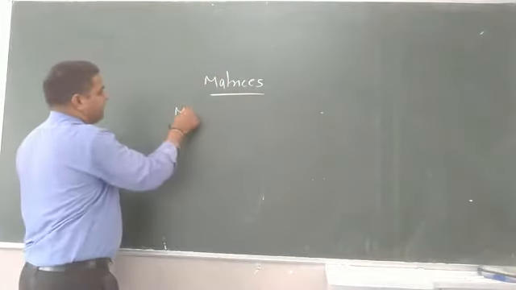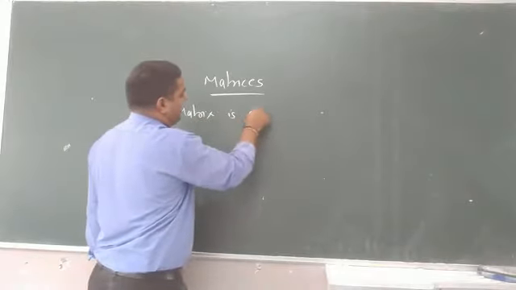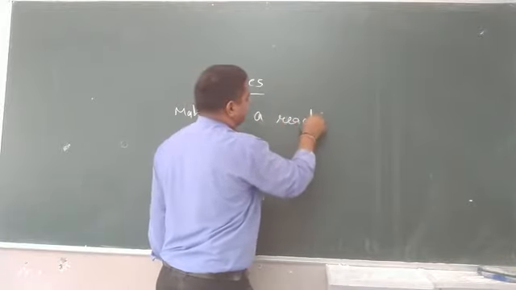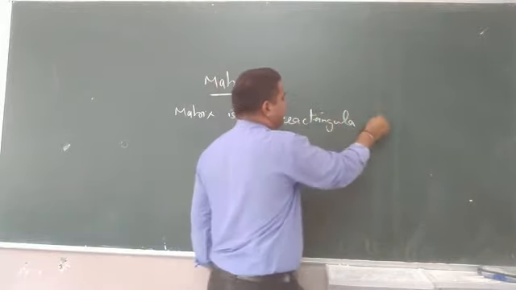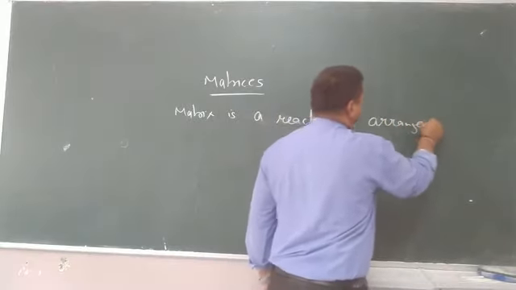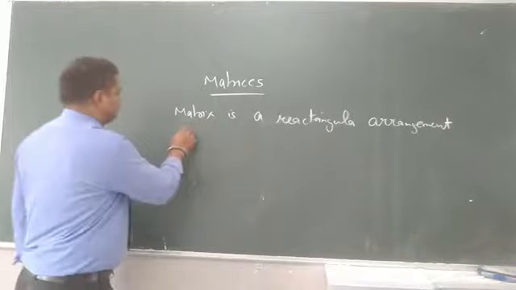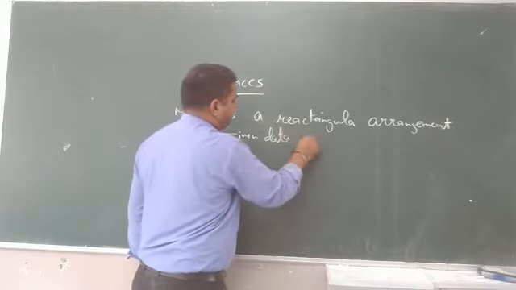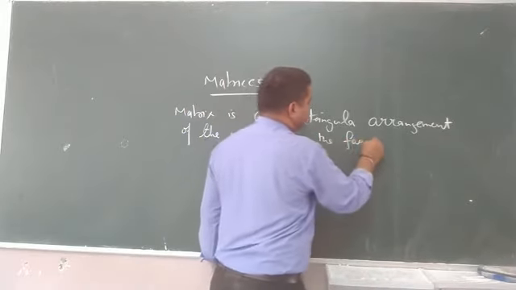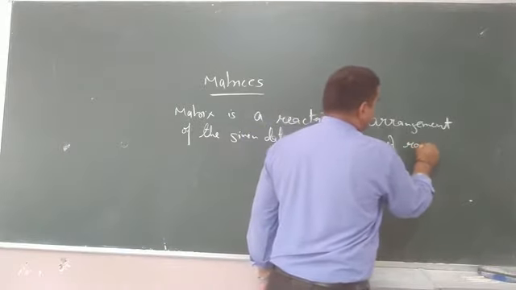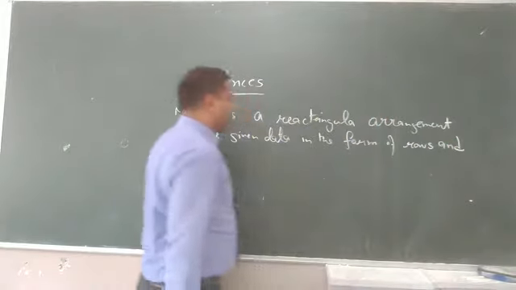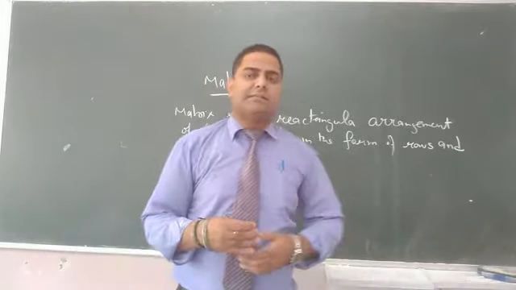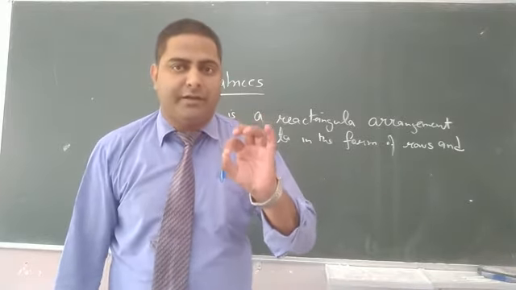So we simply say a matrix is a rectangular arrangement of the given data in the form of rows and columns. Right? This is what we call a matrix. And one thing always keep in mind, a matrix is always denoted with a capital letter.